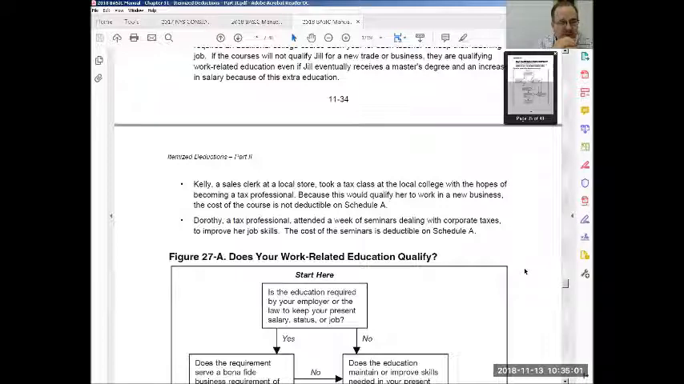Dorothy, a tax professional, attended a week of seminars dealing with corporate taxes to improve her job skills. The cost of the seminars is deductible.